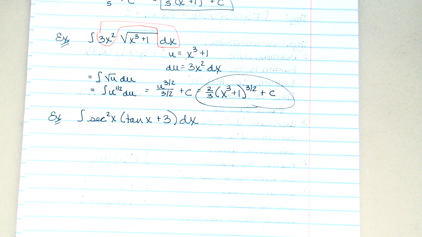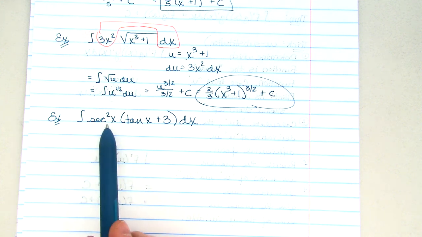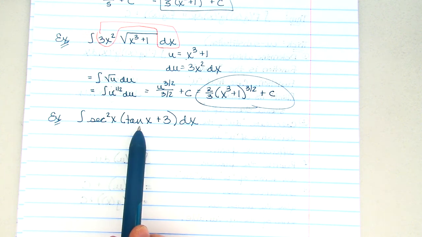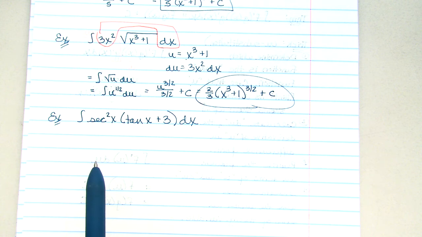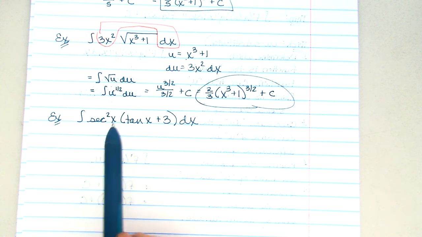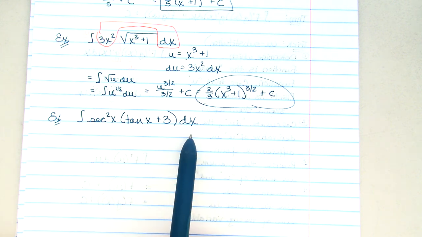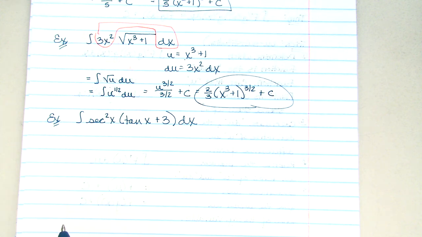So why do we need chain rule? Well, doesn't look like it. Looks like it's a product, so we can use the product rule for integrals. Do you know that? Oh, haven't learned a product rule. I guess we could distribute. But if we do, that's going to give us the integral of secant squared x tan x plus 3 secant squared x. That's not going to give us much of anything good. So I need an inside function, which looks strange here.